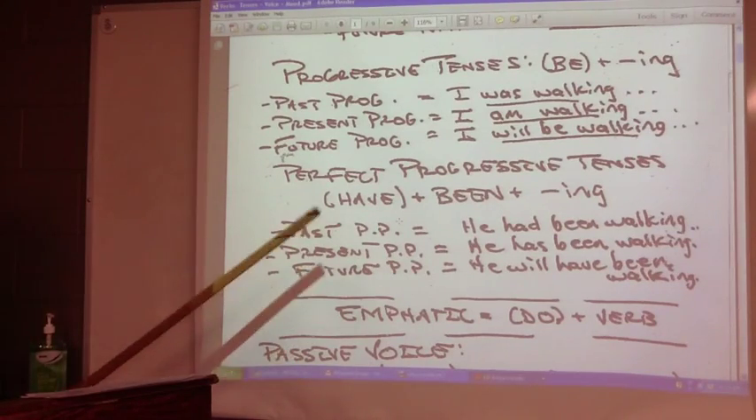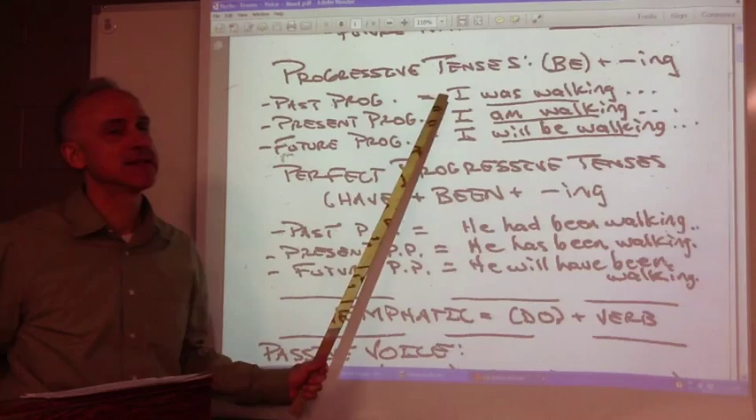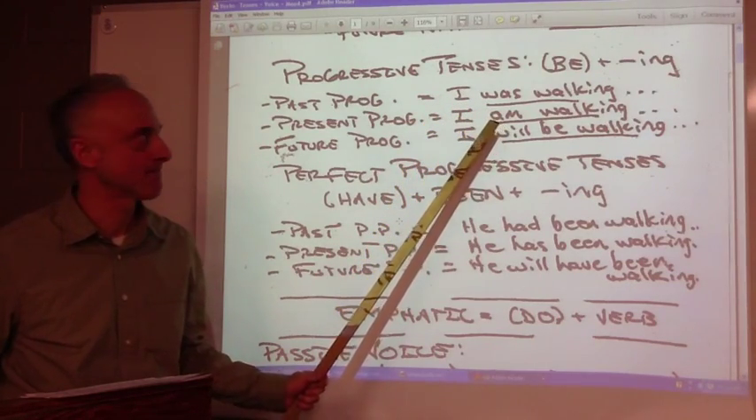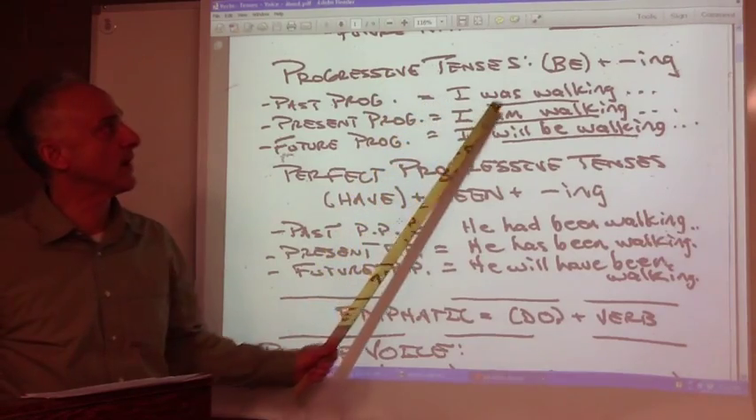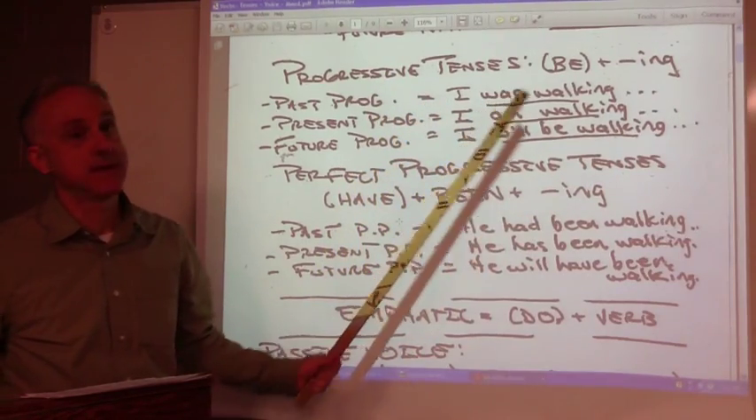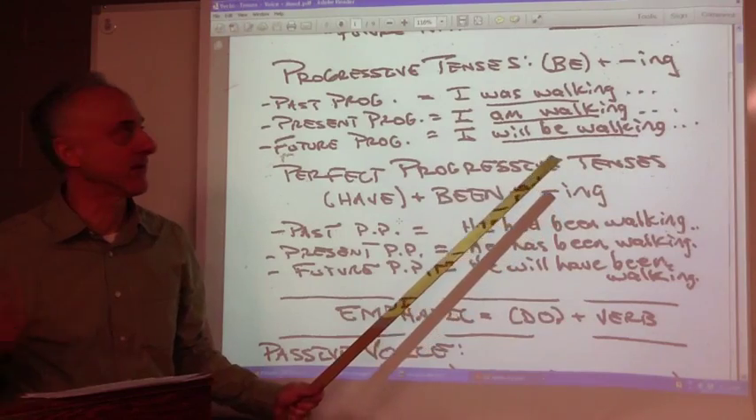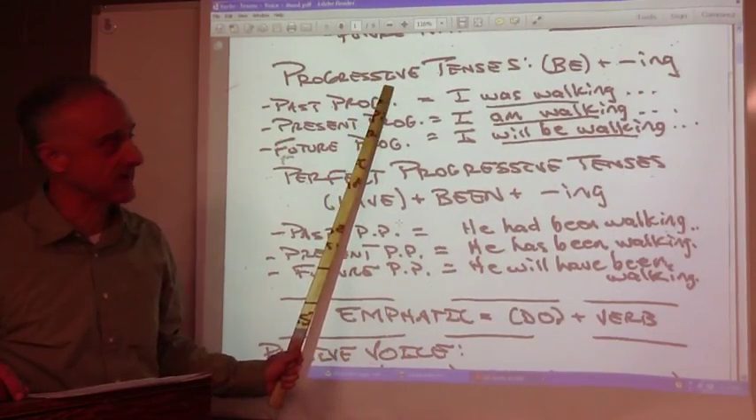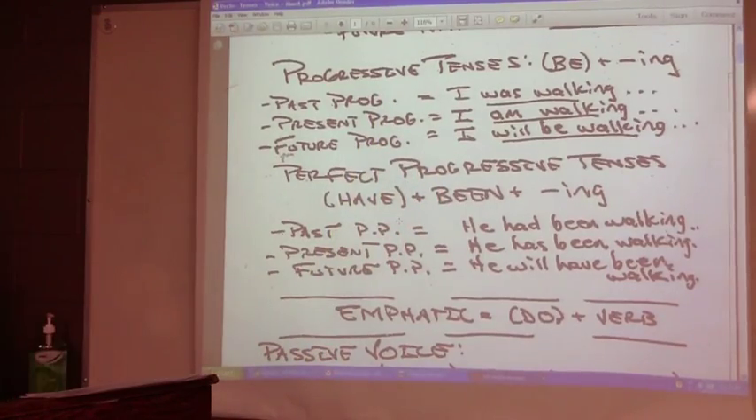Why do we use the progressive tenses? It's to emphasize something happening over a period of time. So, I was walking when... it's almost like you can say in the process of. If you can say in the process of, you have some form of a progressive tense. Right?